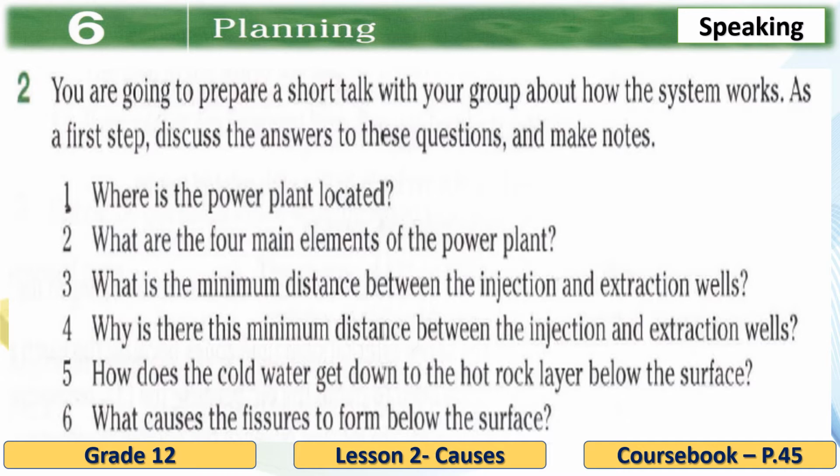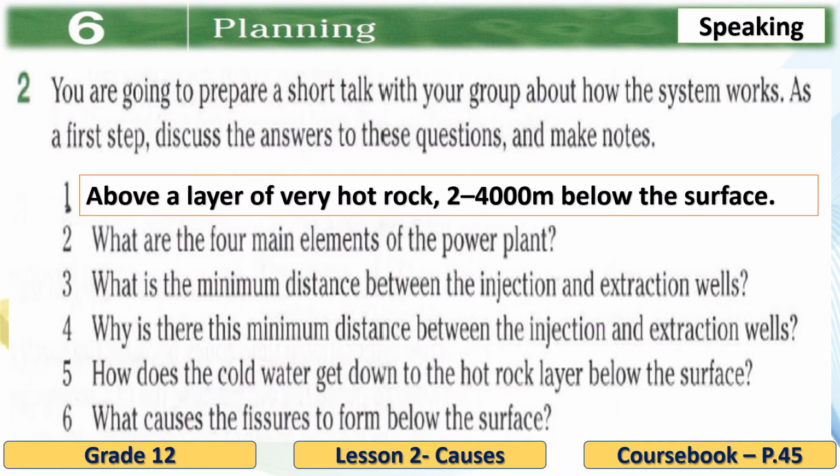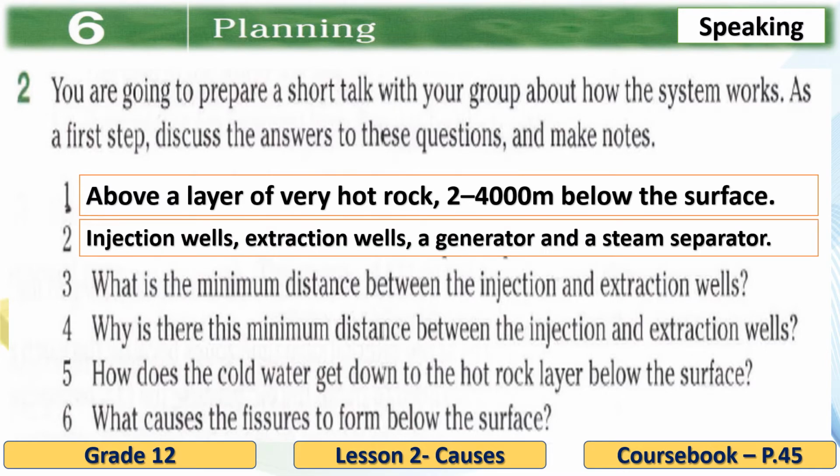Question number 1, where is the power plant located? The answer, it is located above a layer of very hot rock, 2 to 4,000 meters below the surface. Question number 2, what are the 4 main elements of the power plant? The answer, injection wells, extraction wells, a generator, and a steam separator.